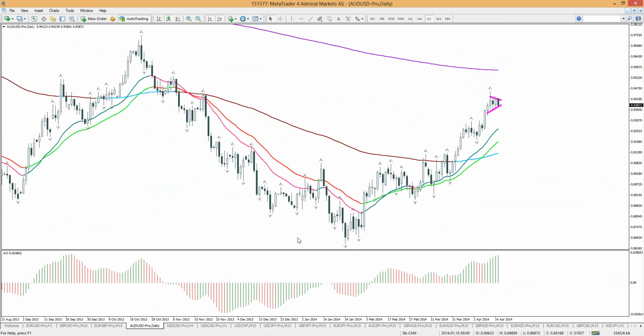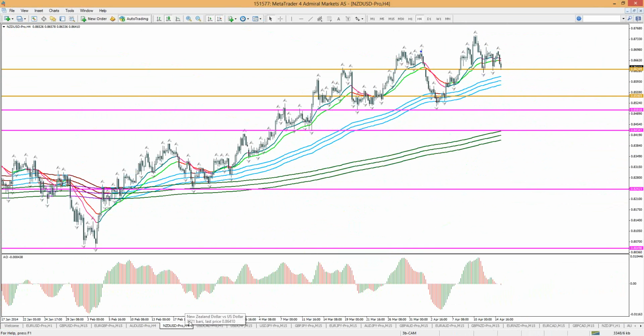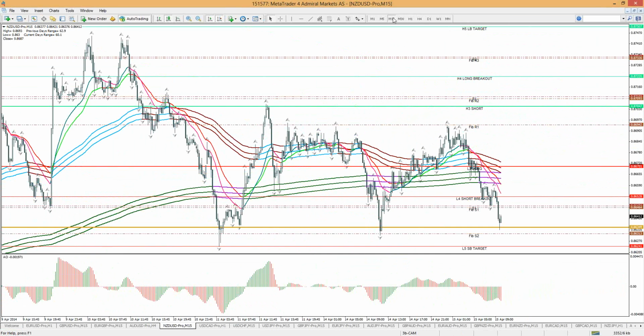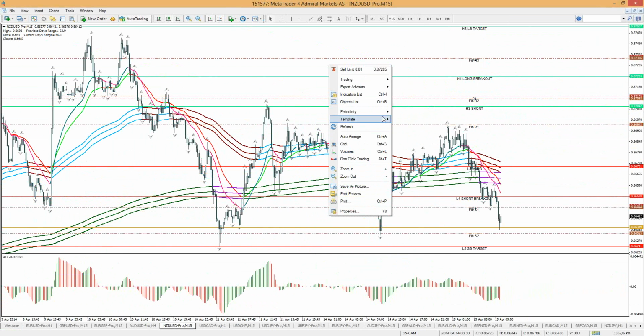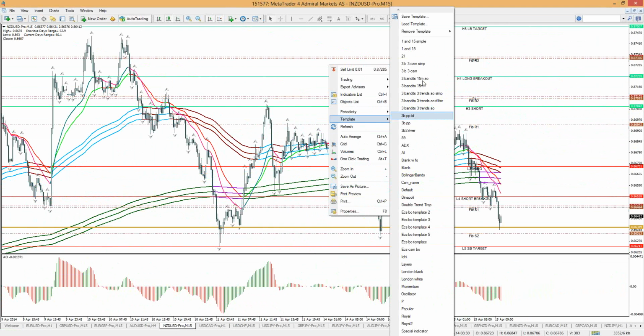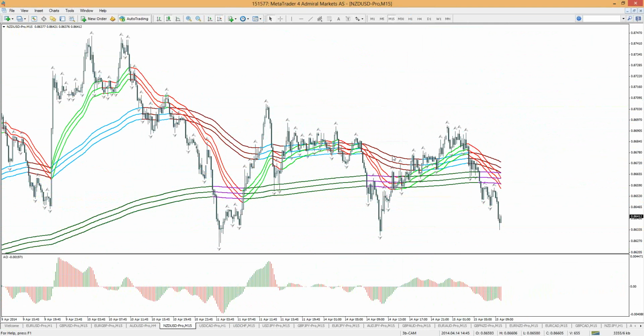I'm looking at the Aussie now. Sorry. Made a mistake there somehow. Strange. Okay, doesn't matter. Aussie then has the same structure. Clicked it by accident.